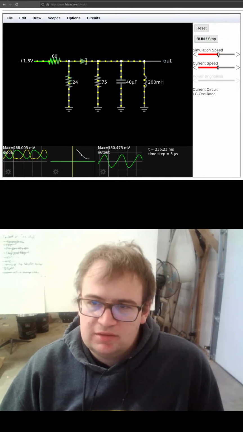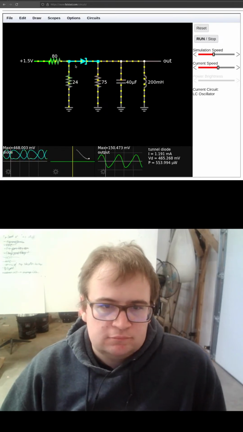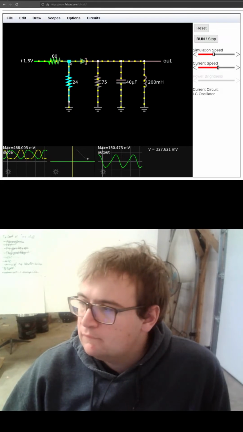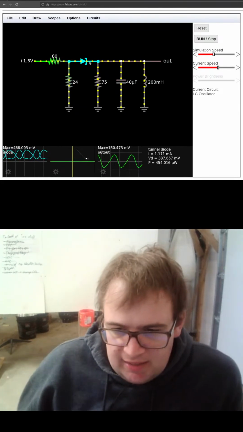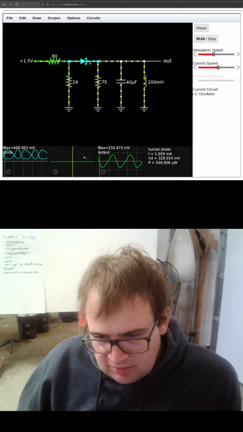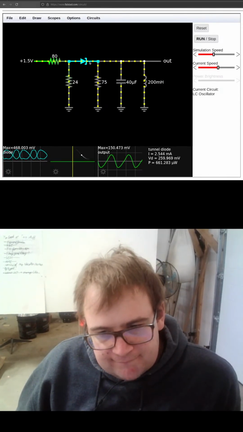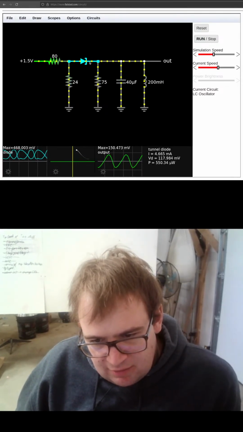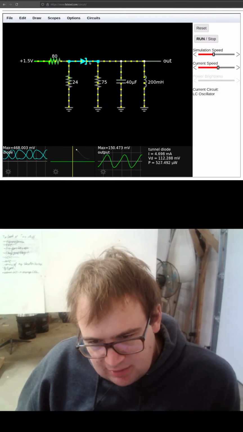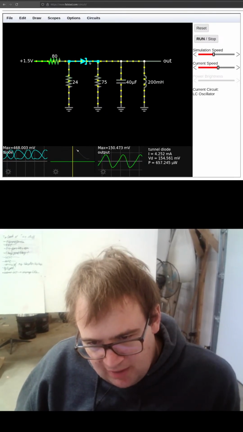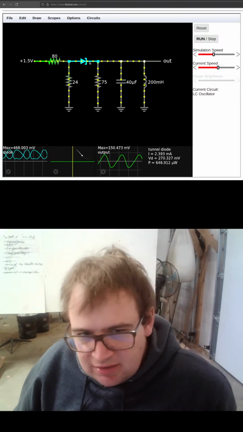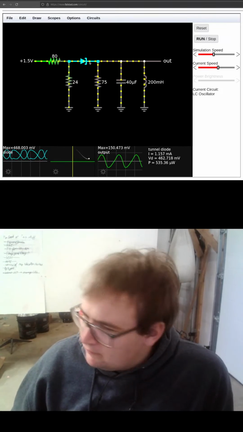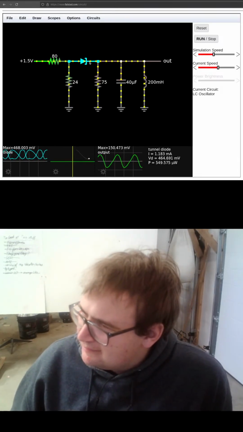Okay, here, I'm going to slow this speed down. See, by negative resistance, yeah, its amperage is increasing while its voltage is decreasing. Wow.